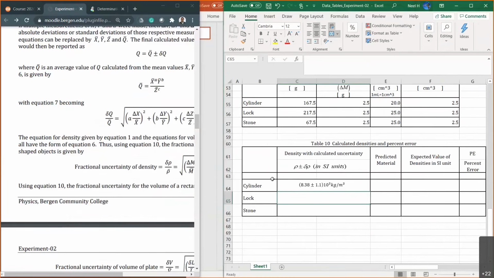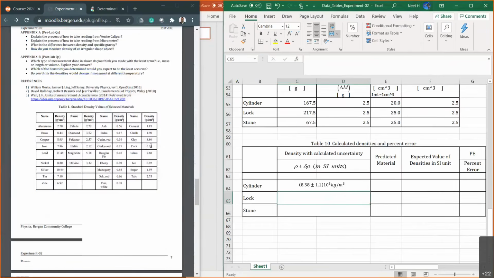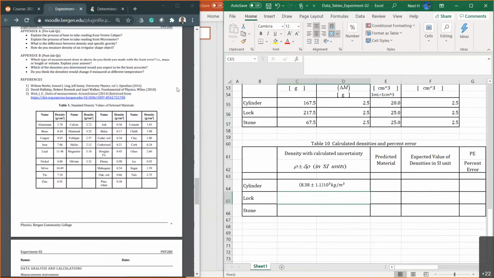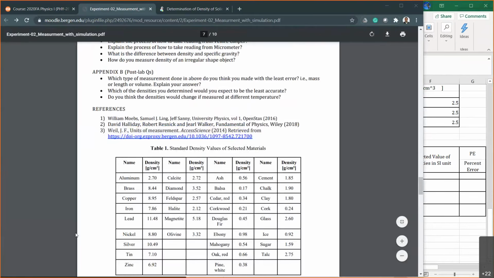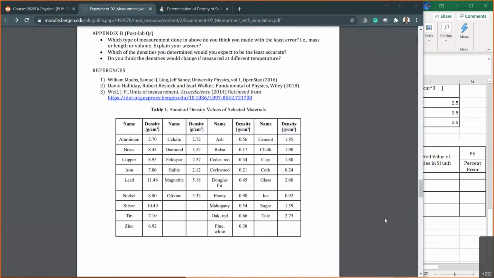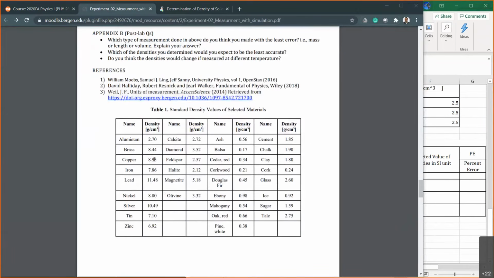So all you have to do is go into your lab manual. The lab manual should have a table on page number 7. You see that table? That table lists the standard density values for some materials, because density should be a constant. So let's take a look. The closest number to 8.38: brass is close by. Copper is 2 off, not good. Brass is the only one which is close by. That's it. That should be brass.